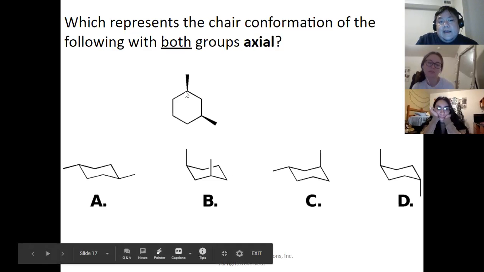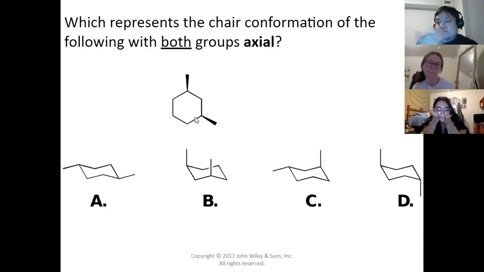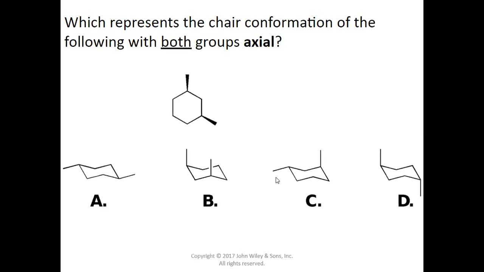So I have a methyl on the first, second, and third carbon, right? Just going to number it 1, 2, 3. 1, 2, 3, 4. A is wrong, that spacing's wrong between them. 1, 2, 3. All right, that spacing seems right. 1, 2, 3, spacing seems right. And then 1, 2, 3, 4. So it's between B and C now, right?